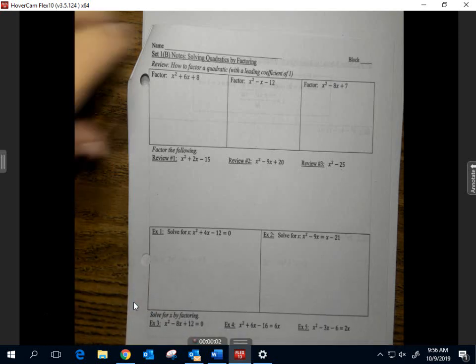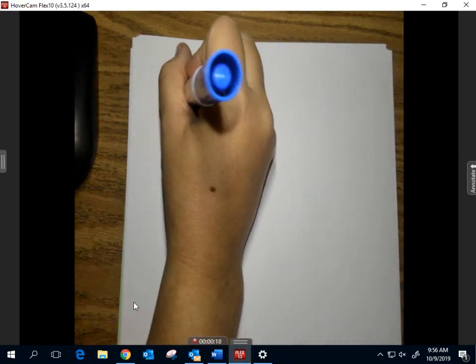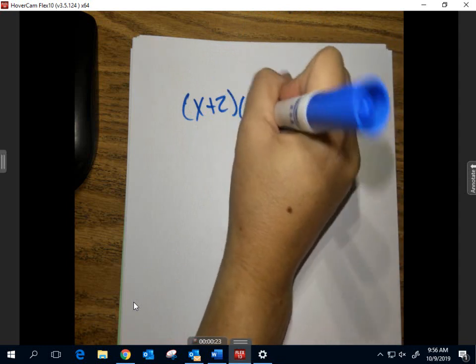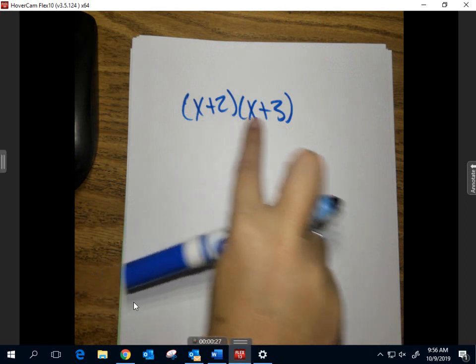Alright guys, so we are going to solve quadratics by factoring. So let's review a little bit about what we already have done. Last week we were working with complex numbers, but we did talk about how to multiply binomials. So if I gave you x plus 2 times x plus 3, these are two binomials because they have two terms in each, right?